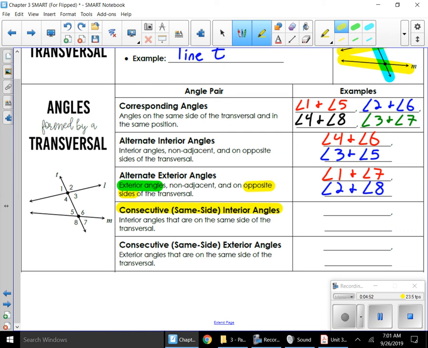So looking at what we have here, consecutive interior, we are once again talking about the inside between L and M. And we want to be on the same side of the transversal because it's consecutive now instead of alternate. So I want to be between L and M and on the same side of the transversal. So 4 and 5 is one pair, 3 and 6 are another pair.